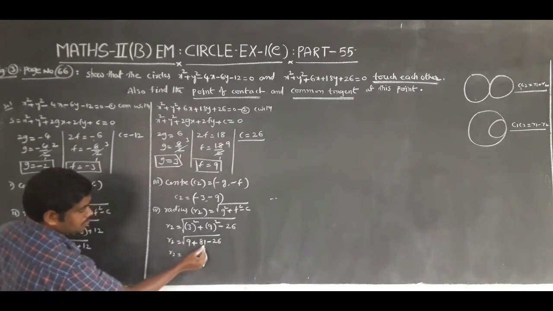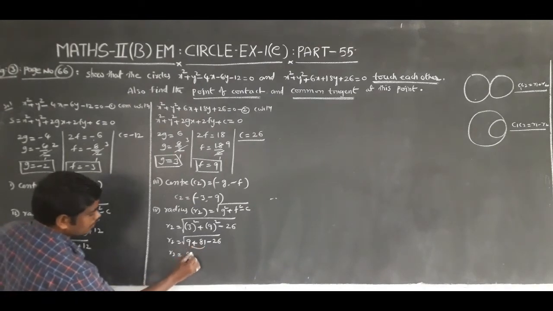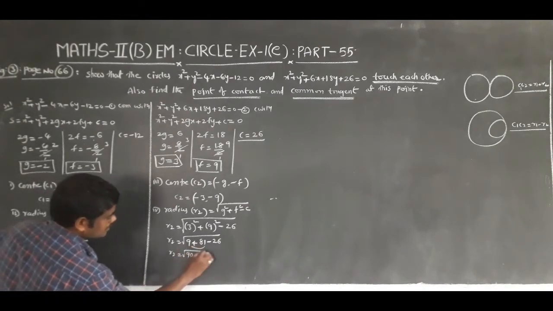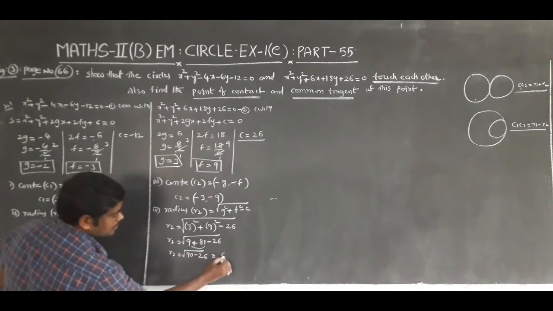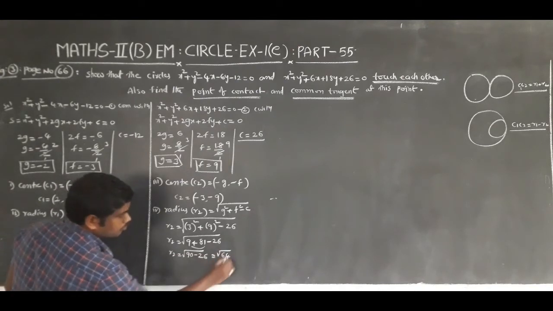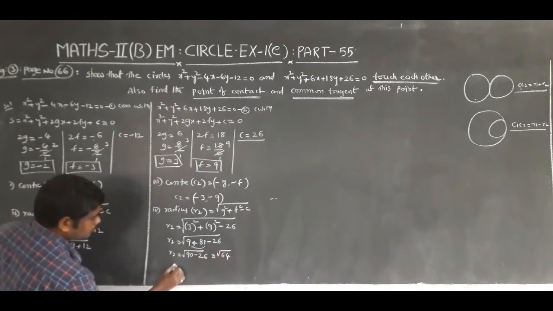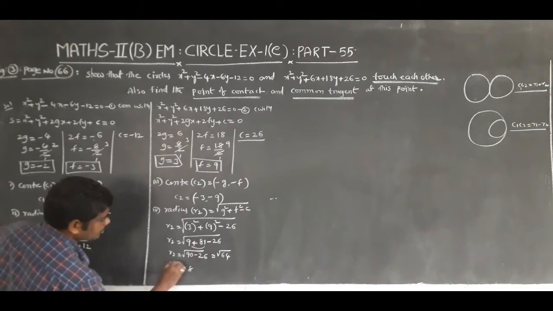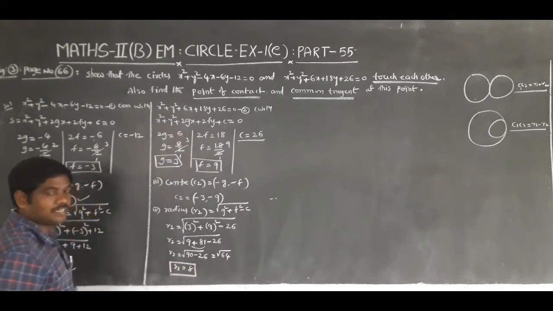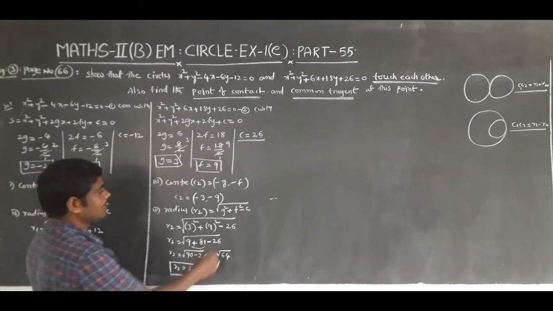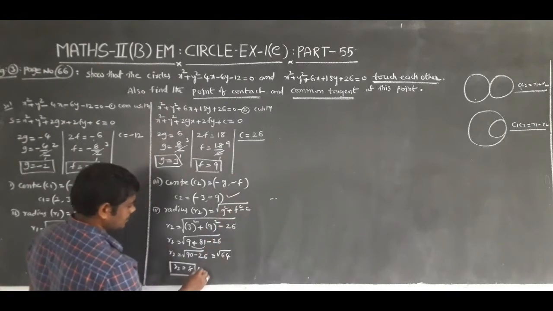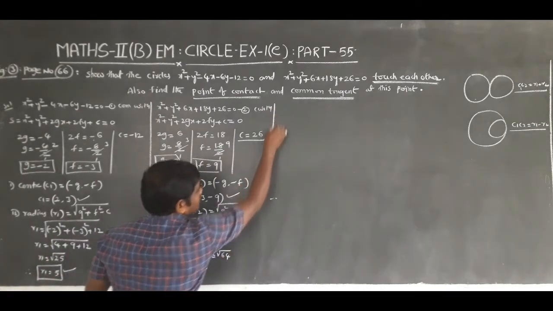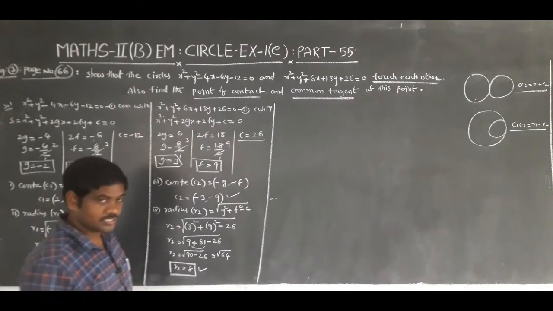R2 is equal to the square root of 81 plus 9, 90, minus 26. 90 minus 26 means 64. Square root of 64 means 8. This is the radius of the second circle. This is the center, and this is the radius of the second circle.